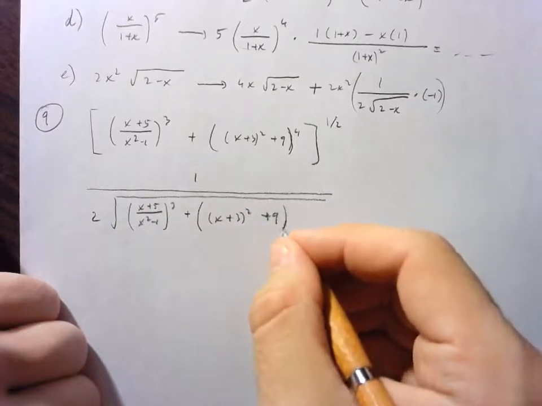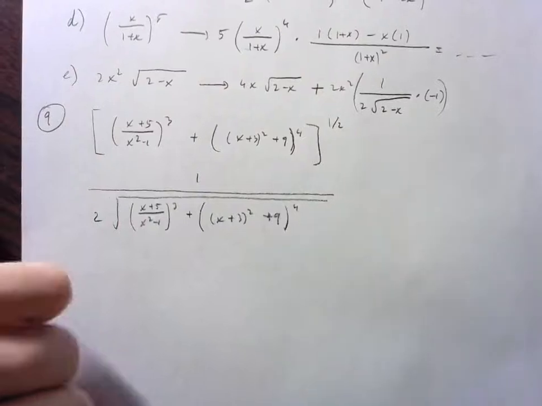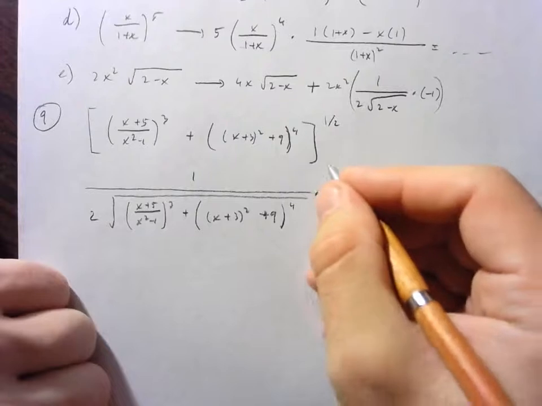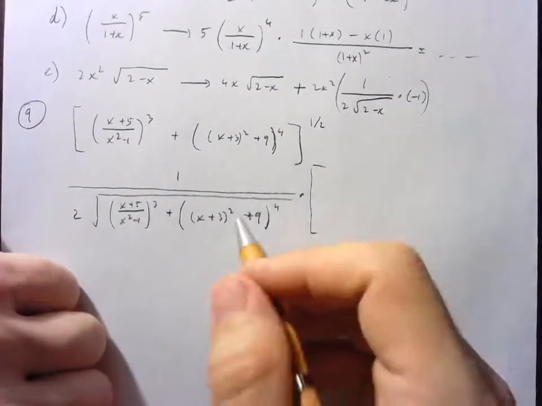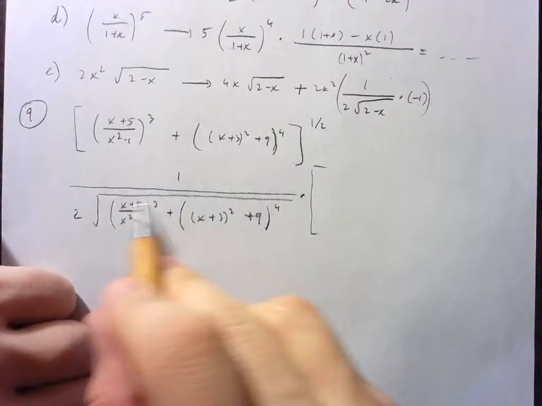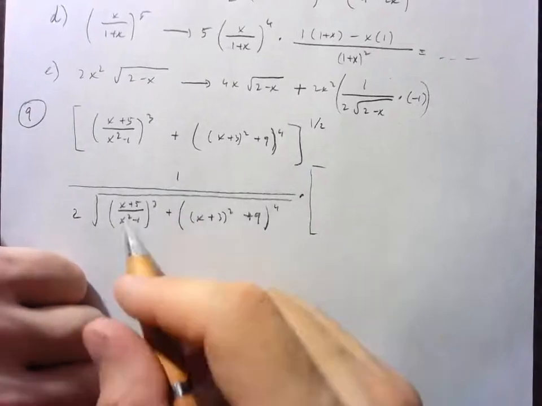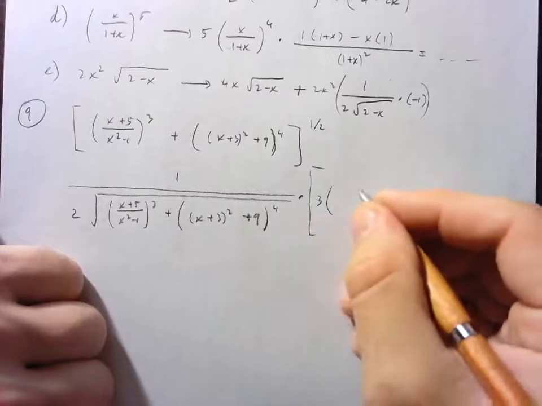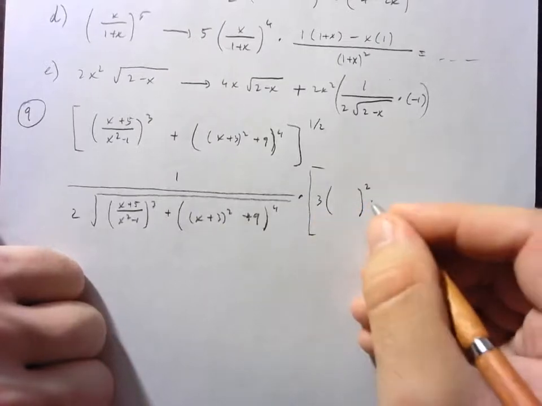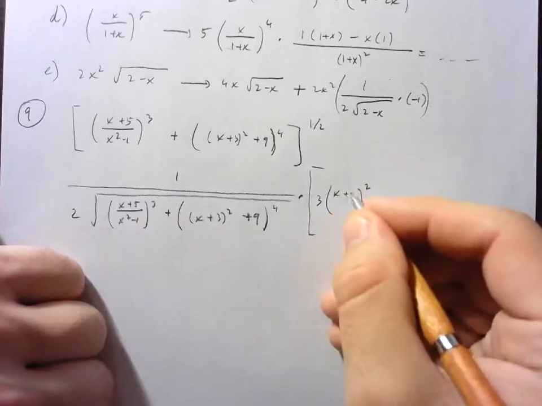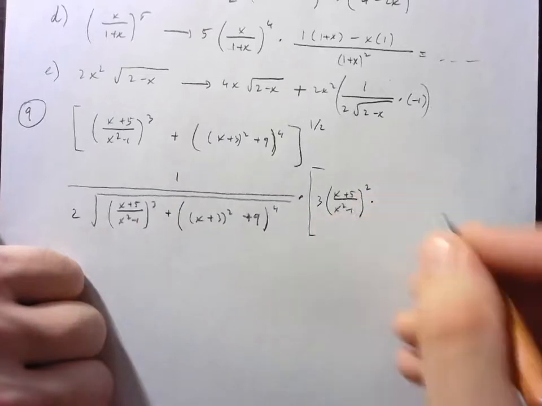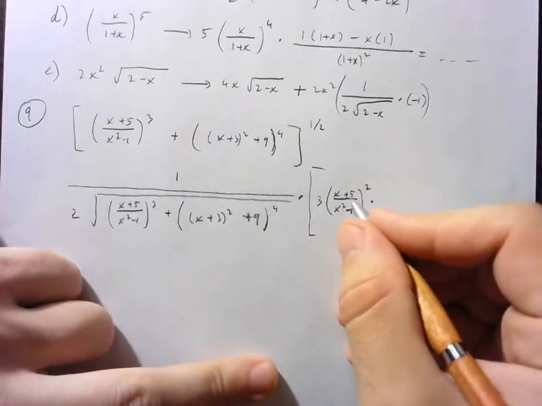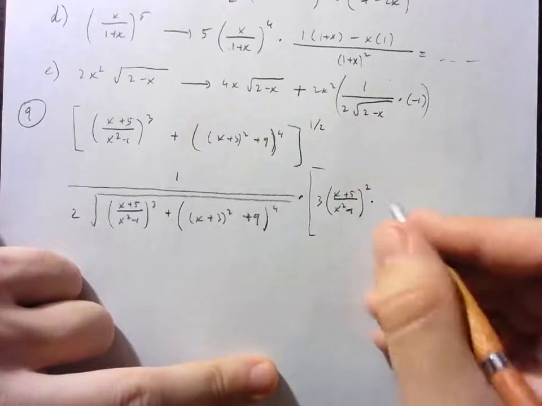This is raised now to the 4th power, and now let me make some more room. Now I start applying chain rule. So now I have to multiply by the derivative of whatever's under the radical here. For the first one, it itself needs a chain rule. It's something squared, and inside I have x plus 5 over x squared minus 1, times the derivative of this very inside, so times the derivative of the fraction, and that uses, of course, quotient rule.